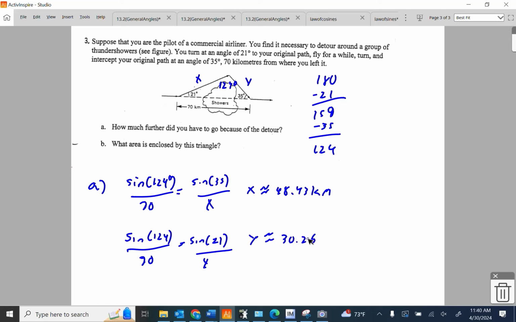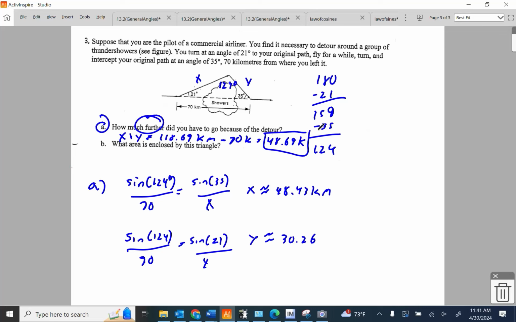Now, this is how much further. So if we take x and y, we add them together, what will we get? We'll get 118.69. How much further? We have to subtract the original distance. So that's going to be 48.69 kilometers. That's how much farther. The next thing they have here is what area is enclosed by this triangle.